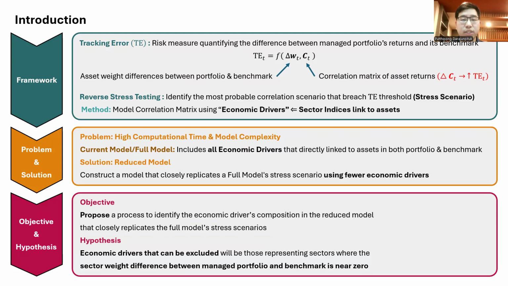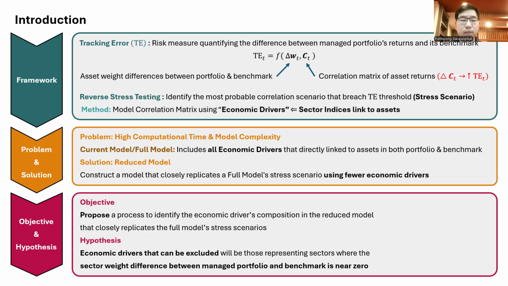That is why it is important for the risk manager to understand and anticipate the impact of the correlation shift. That is why reverse stress testing came in to identify the most probable correlation scenario that reach tracking error threshold, or stress scenario for short, which will be done by modeling the correlation matrix using the economic drivers. The economic drivers will be the sector index linked to the asset.